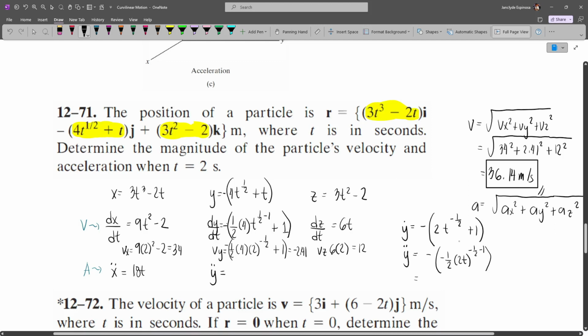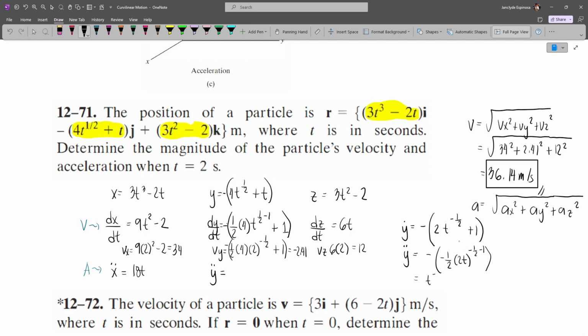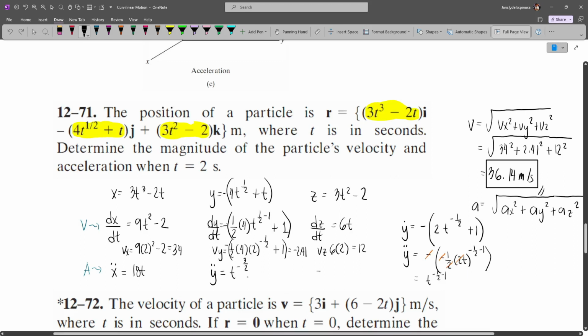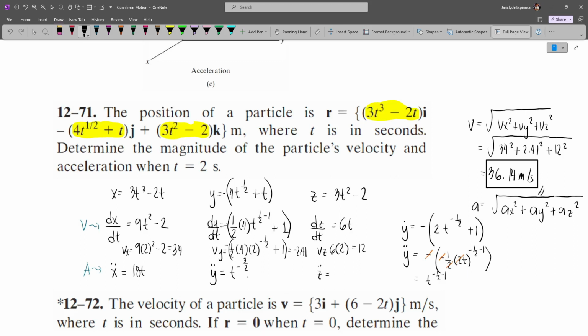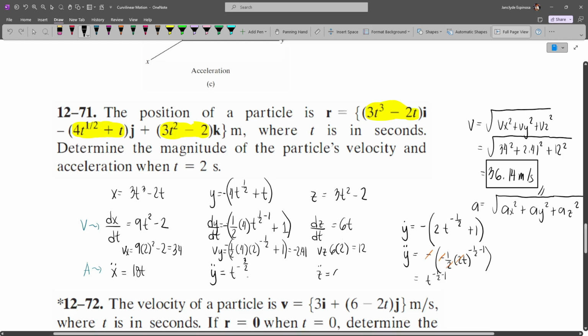And so this will now become minus times minus, that will be positive, and then 1/2 times 2, the 2 will cancel. So we are left with t to the minus 1/2 minus 1. By the way, minus times minus was positive, and the 2 has cancelled. And so we have this. So this is t to the minus 1/2, and then minus 1. This is minus 3/2. And then for z dot dot, we have differentiating 6t, we now have 6.